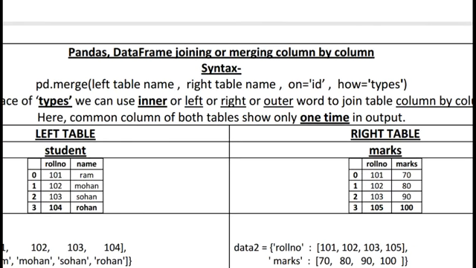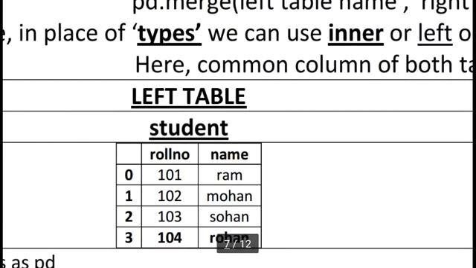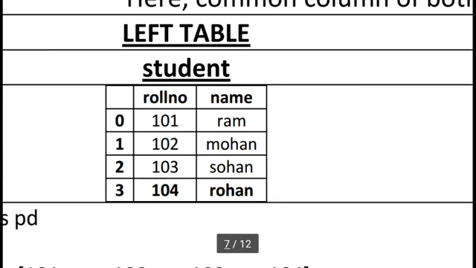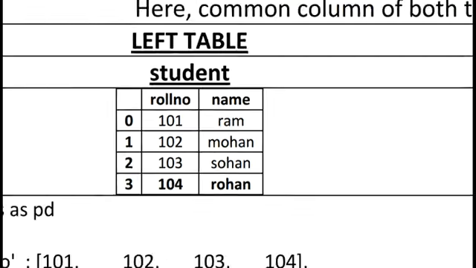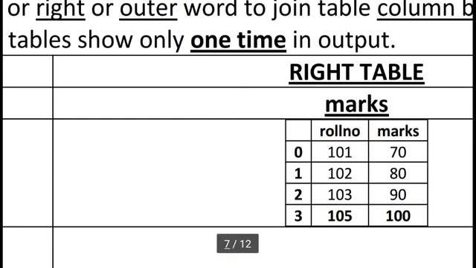But here I am taking one perfect example to understand this topic. Here you can see I have a left table, student. Student has roll number and name columns: roll number 101 Ram, 102 Mohan, 103 Sohan, 104 Rohan. This is our left table. The name of the left table is student. And this is our right table. The name of the table is marks.